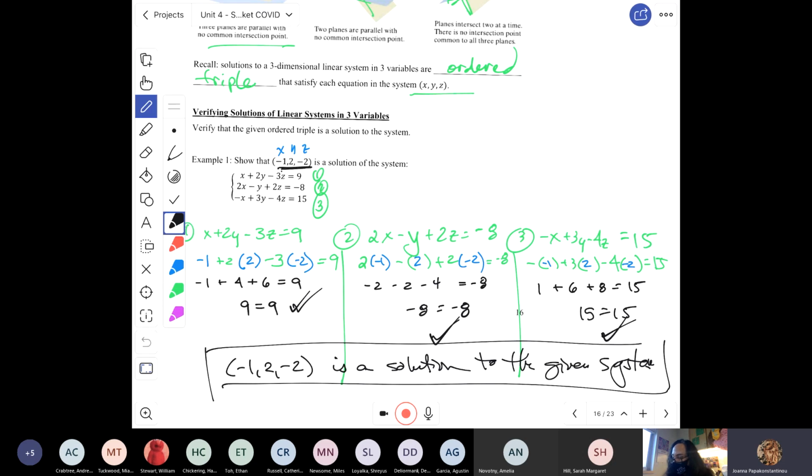Since it does have a solution, how would I classify this system for kicks? It has one solution, if you were to classify it.